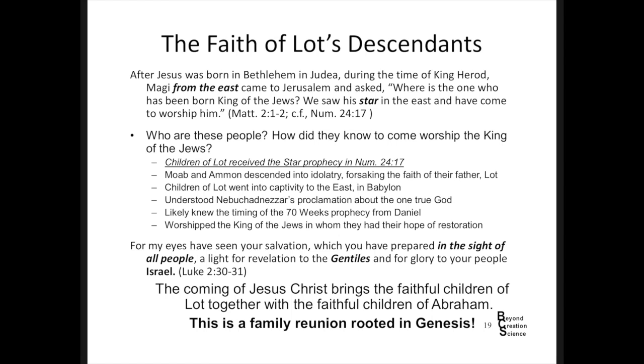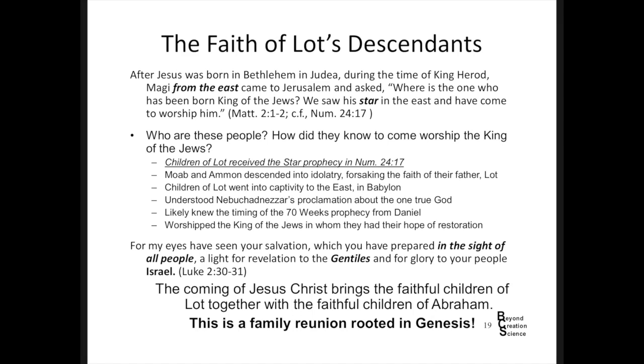"After Jesus was born in Bethlehem in Judea during the time of King Herod, Magi from the east came to Jerusalem and asked, where is the one who has been born King of the Jews? We saw his star in the east and have come to worship him." Who are these people? How did they get to know about worshiping the King of the Jews? I think I know who they are.